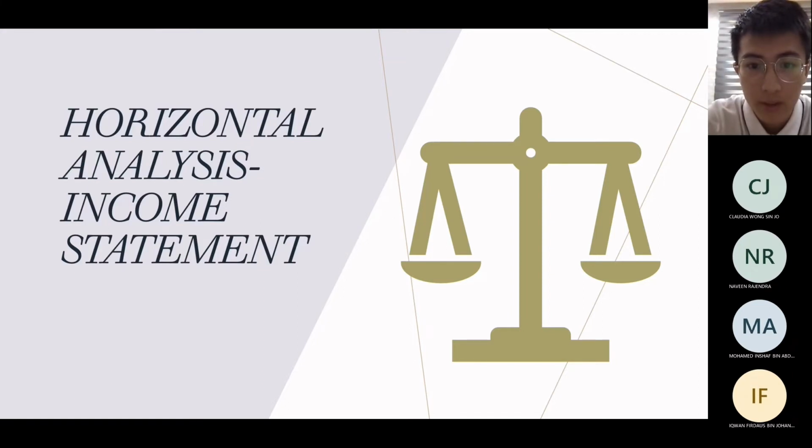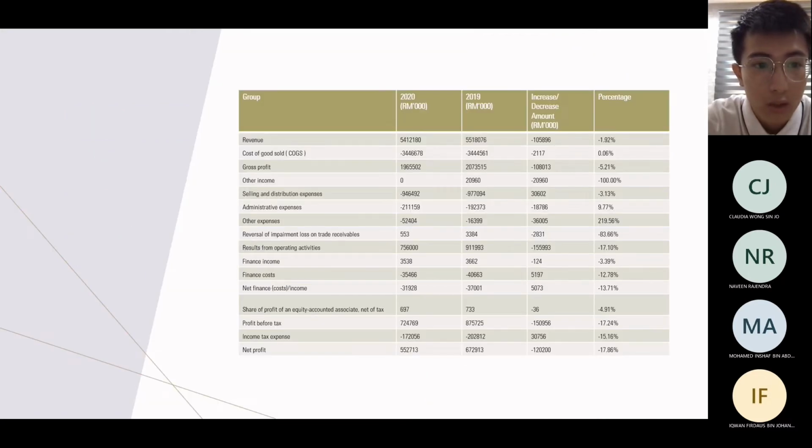And I would like to present the horizontal analysis income statement. The graph is showing the horizontal analysis income statement is showing the increasing or decreasing amount, and there is a percentage inside. The revenue is showing a percentage of negative 1.92%. Cost of goods sold is showing 0.06%. And the gross profit is showing negative 5.21%.